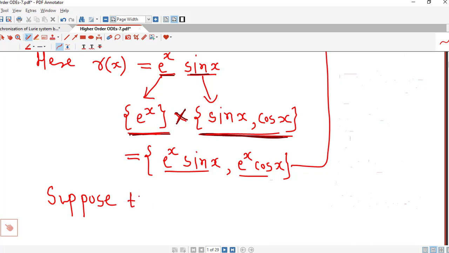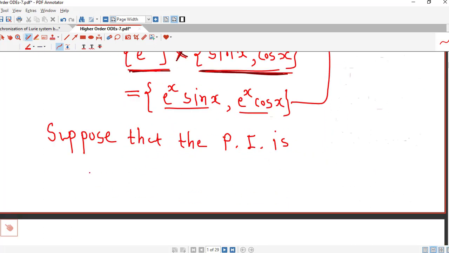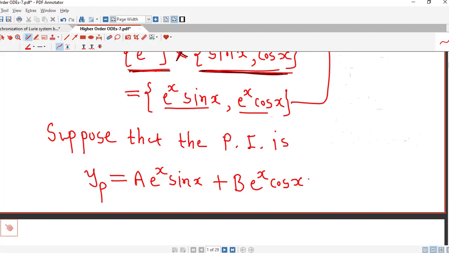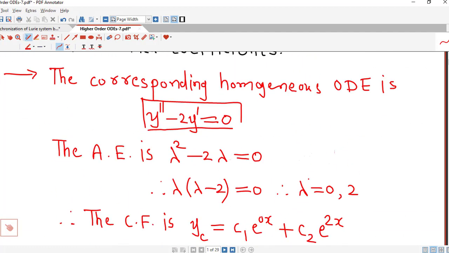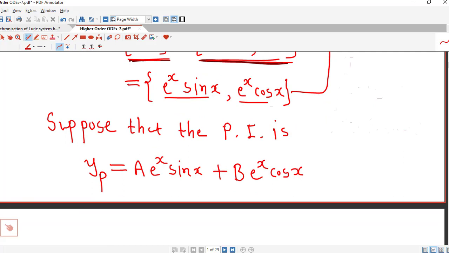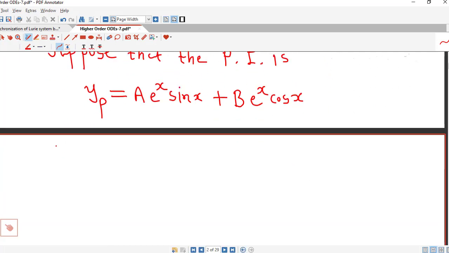So suppose that the particular solution, or the particular integral, is y suffix p equal to a times e raised to x into sin x plus b times e raised to x into cos x. Now the equation is of second order, so we have to find derivatives up to second order. So first we find y p dash.